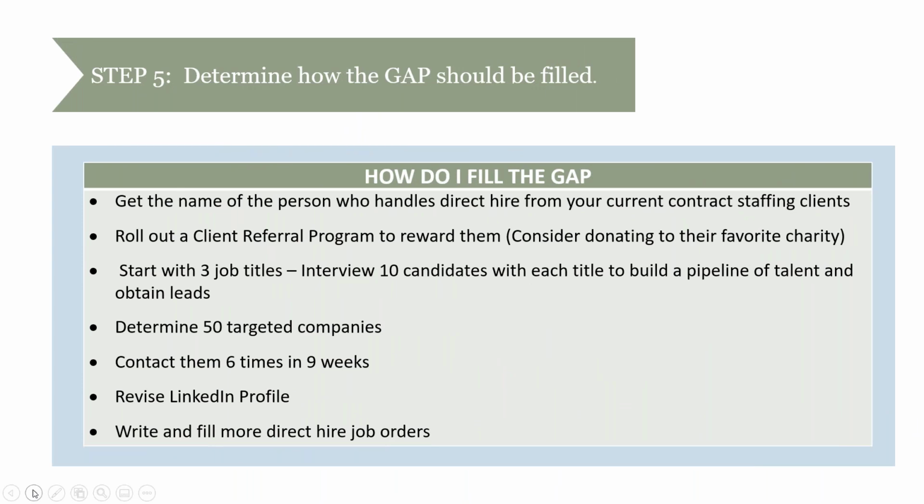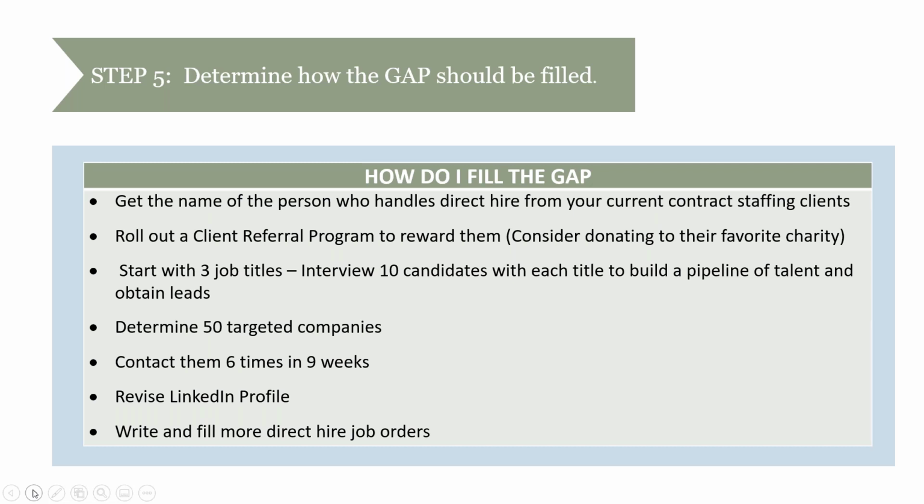I've got to get the names of the people who handle direct hires from my current contract staffing business. All the clients that are hiring contractors from you are hiring direct hires. They might not be doing it from you because they view you as a contract staffing firm. It's the same with direct firms. A lot of them, their clients are hiring contractors, but unless they ask for the business, they're viewed as a direct hire firm. You might roll out a client referral program to reward them.